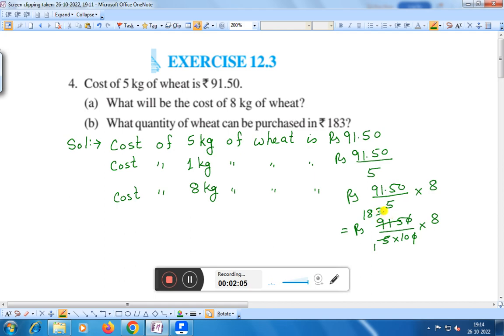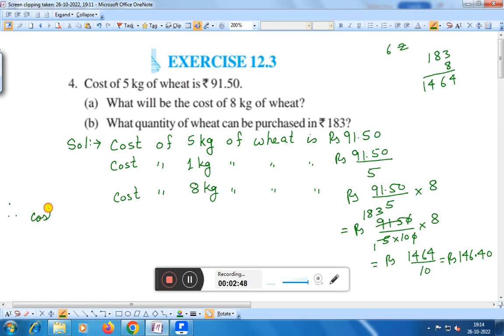Right? 183 into 8. Therefore, if you multiply 183 into 8, what are you getting? 3 8 is 24, 2, 4, 8 is 64, plus 2 is 66, 6, 8 8 is 64, plus 6 is 70, 1464. Therefore, we are getting rupees 1464 by 10. That means you are getting rupees 146.40. Right?